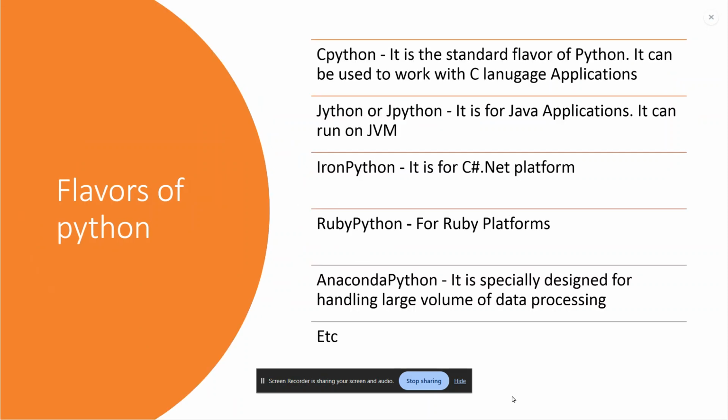Flavors of Python. What are the different types of Python? It's not just one name that Python exists under, right? Because many people in the market have already started to move from Java to Python, from C language and .NET to Python. So they're already migrating.